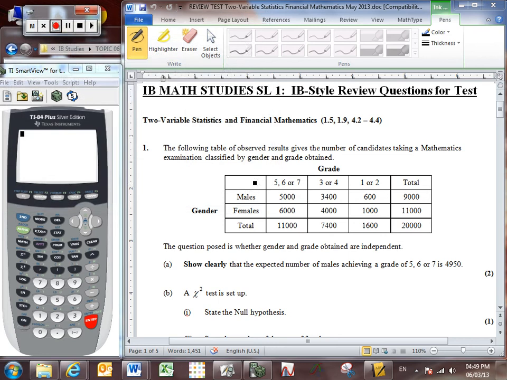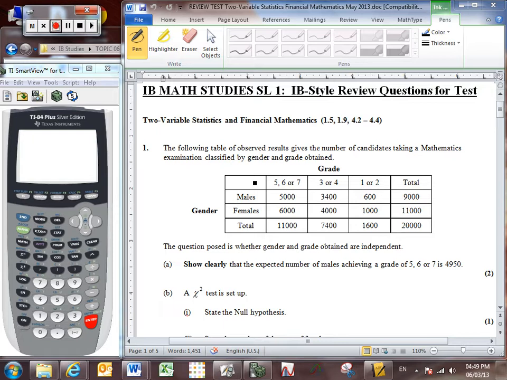Okay, we'll be looking at some questions on things like the chi-squared test, correlation coefficient, line of best fit, and compound interest, currency conversion, depreciation, commission, as we prepare for this test on two-variable statistics and financial mathematics.